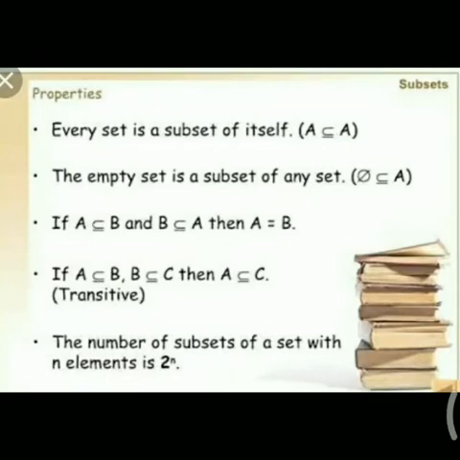Here are some properties of the subsets. Every set is a subset of itself. Empty set is a subset of any set. If A is a subset of B and B is a subset of A, then A will be equal to B. If A is a subset of B, and B is a subset of C, then A is a subset of C. This property is known as transitivity. The number of subsets of a set with n elements is 2 power n.